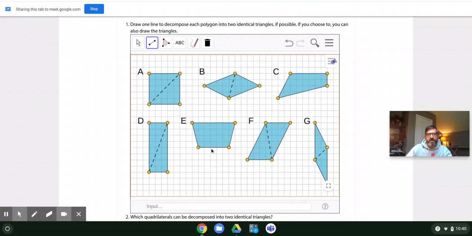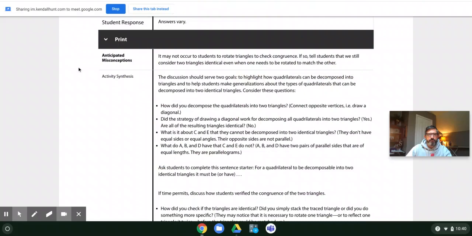Well, these opposite sides here aren't of equal length. They're not the same length. So if they're not the same length, when we draw a line trying to compose two identical triangles, then those triangles wouldn't be the same. So same with C. These sides aren't the same length and they're not parallel. So when we draw a line across there trying to create two identical triangles, then those wouldn't be identical.